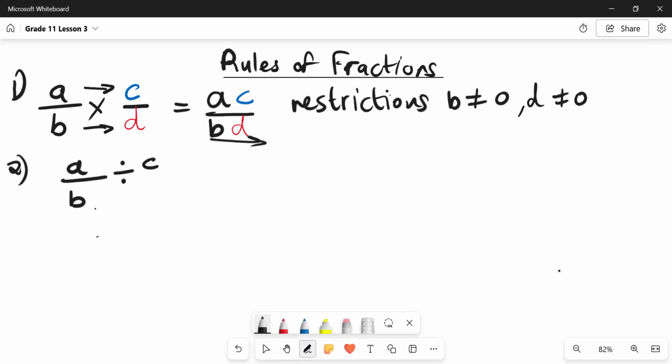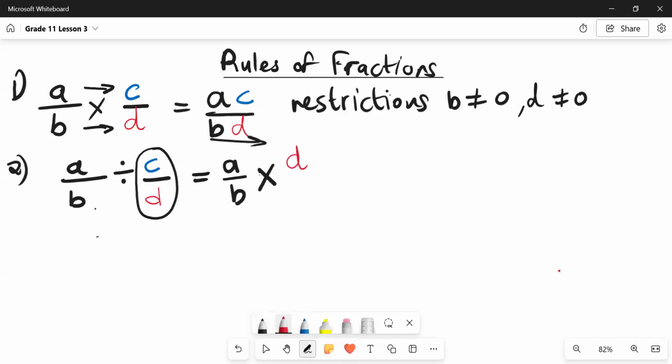A over B divided by C over D. Let me use different colors again. So you have your C over D. Now, the first step here: you flip the fraction which is on your right hand side. Which fraction? This one here. You flip it. So you move from division to multiplication, given that you flip the fraction on your right hand side. So now we write multiplication. Now let's flip. So you'll end up with your D over C, right?